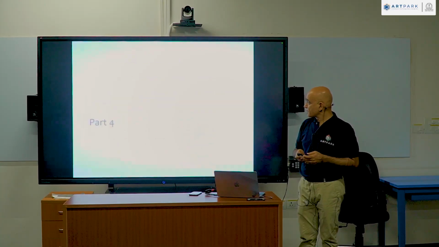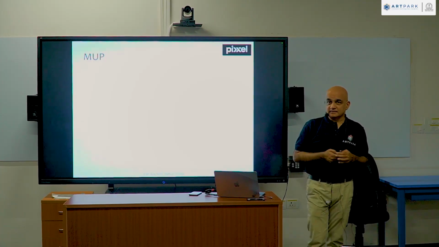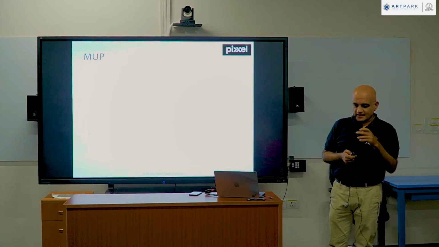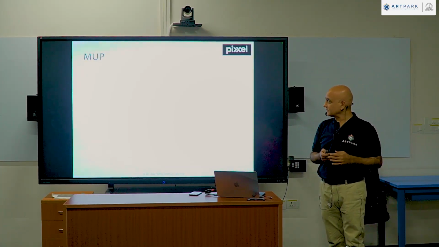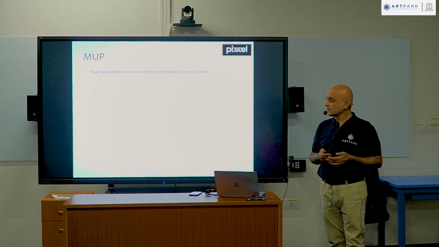All right. Okay, Pixxel. So let's look at another example. Pixxel is a hyperspectral imaging company that sends out satellites. It was started by two Bitsians, Awais and Kshitij.